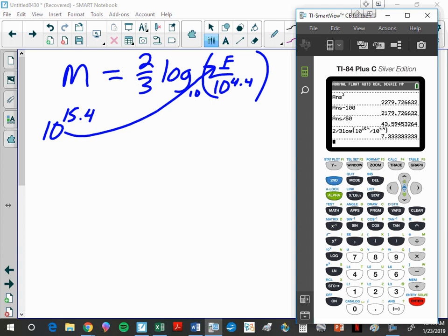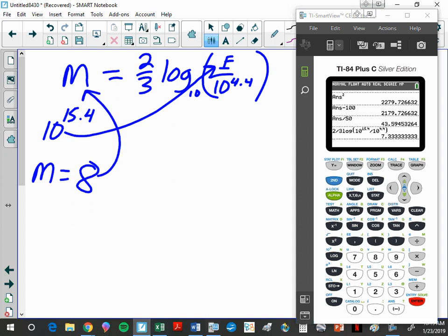B, a report indicates that an earthquake has a Richter scale value of 8. Determine the amount of energy released by this earthquake. So if I know that M is equal to 8, how much energy was released? So I'm going to stick that in there. 8 equals 2/3 log base 10 of E over 10 to the 4.4.